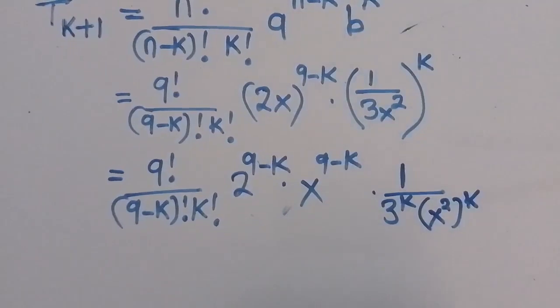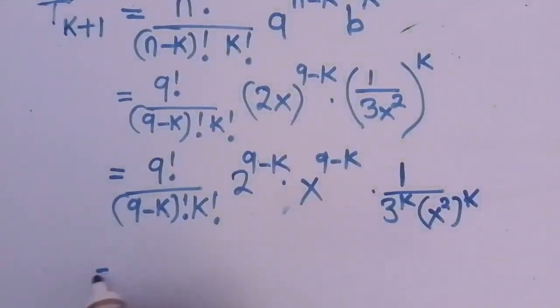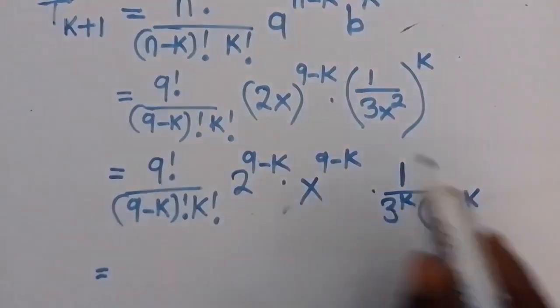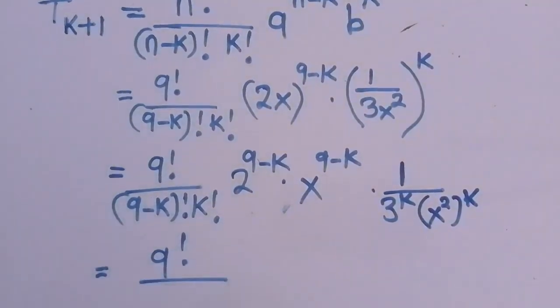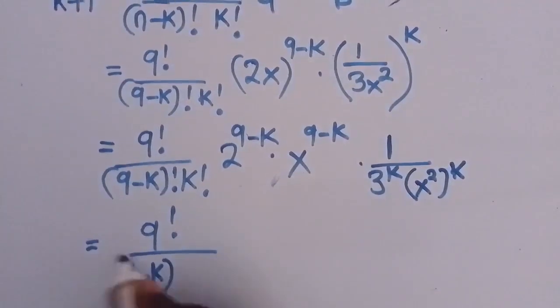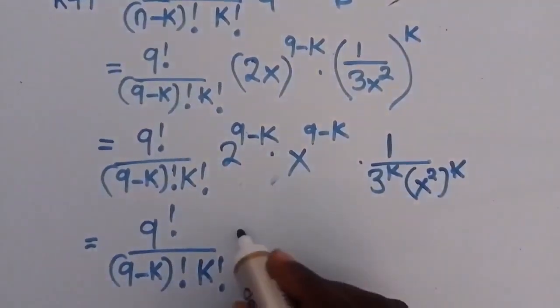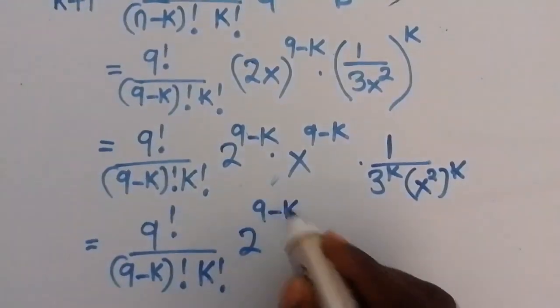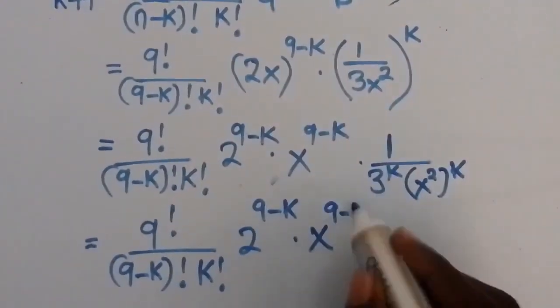Then you also write this thing here. So this will maintain. So we want to expand this part here. So if you want, you can just write this so that you follow: 9 minus k factorial, k factorial. So we've got x squared, 9 minus k, multiplied by x to the power 9 minus k.